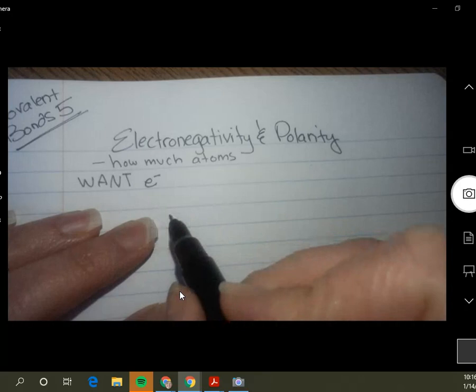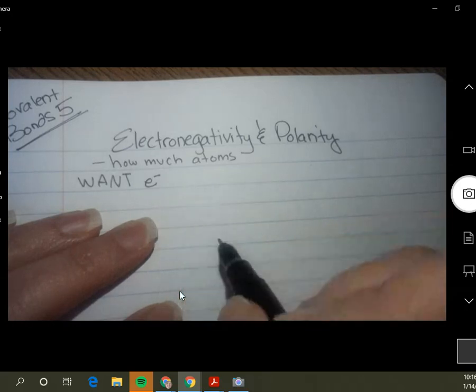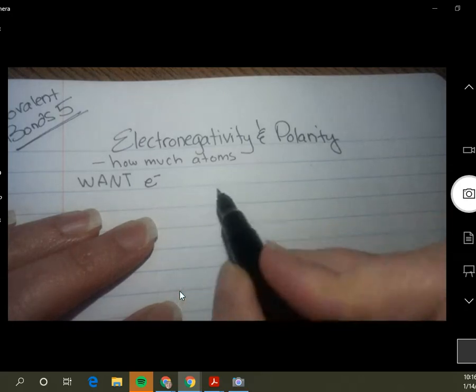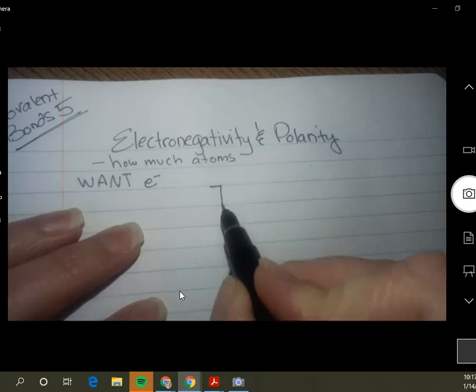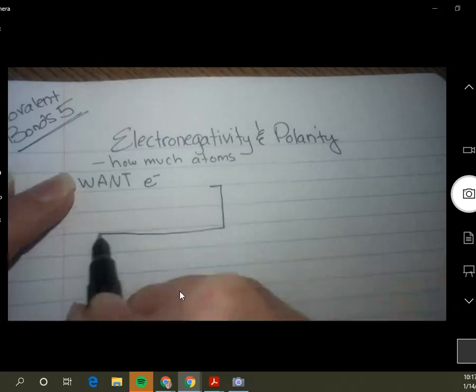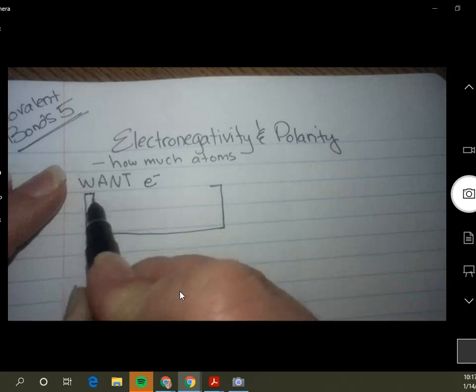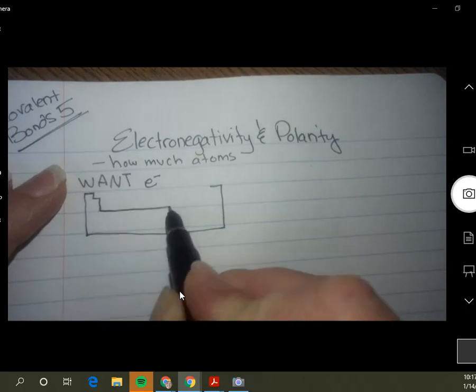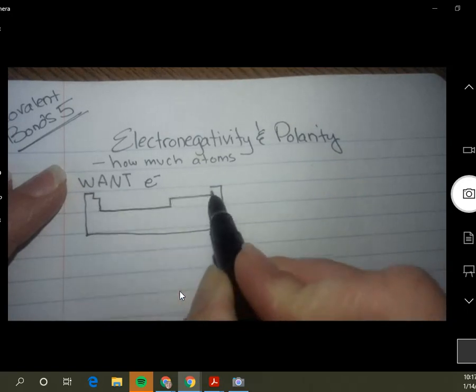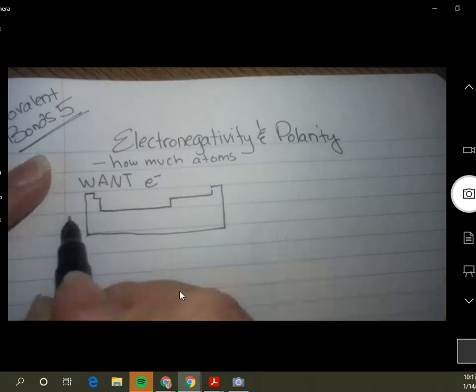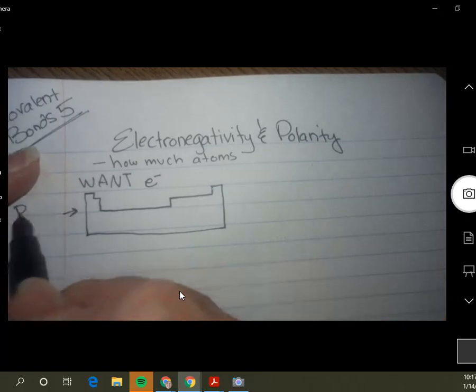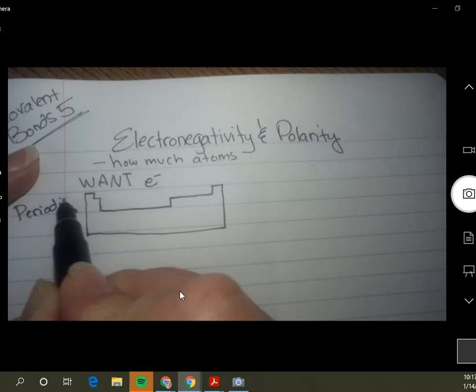We also talked about a trend on the periodic table. Okay, so we'll draw. Get ready. Here's my lame-o periodic table drawing. We'll draw our periodic table. Okay. And we'll label it because that does not really look like the periodic table, but we know what it is.